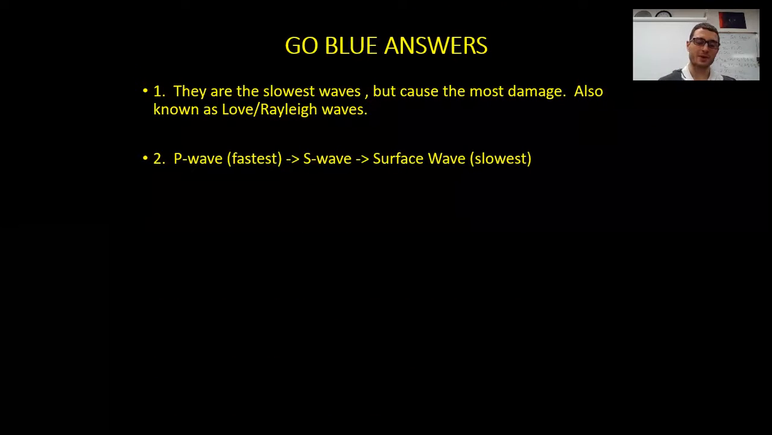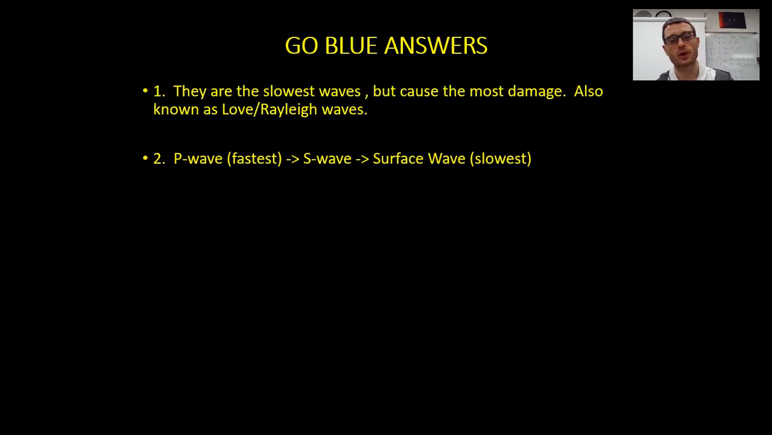Number 2, the order of the waves. We've got to know this. You're going to be quizzed on this, okay? P waves are first. They're the fastest, also known as primary waves. S waves are second, hence why they're called secondary waves. And our surface waves are the slowest. Surface waves are last, but like we talked about, they do the most damage.